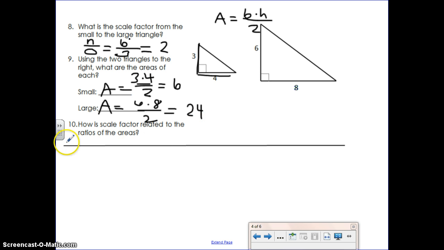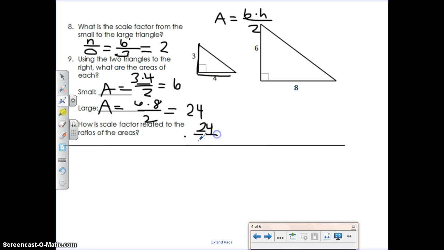How is scale factor related to the ratios of the areas? Pause the video, give this one a shot, and then play for the answer. All right, the areas are related by 24. Oops.